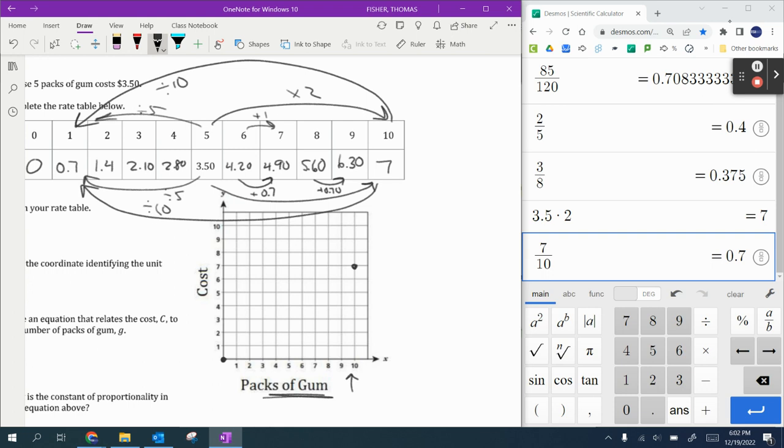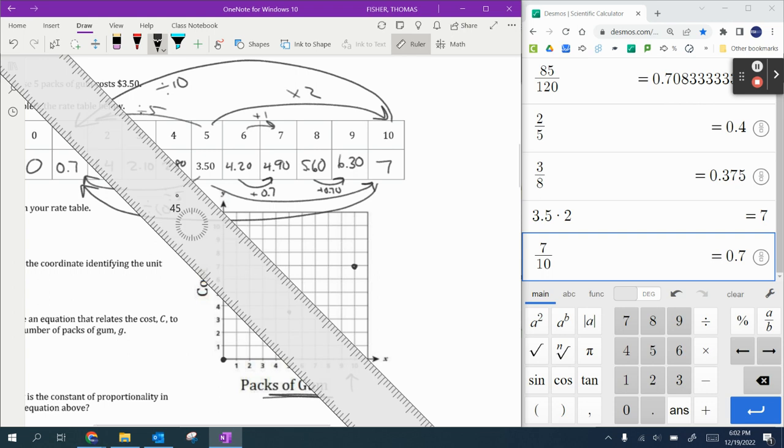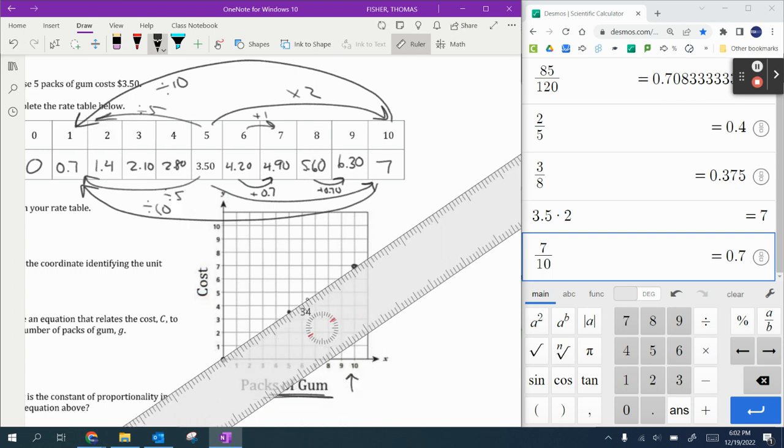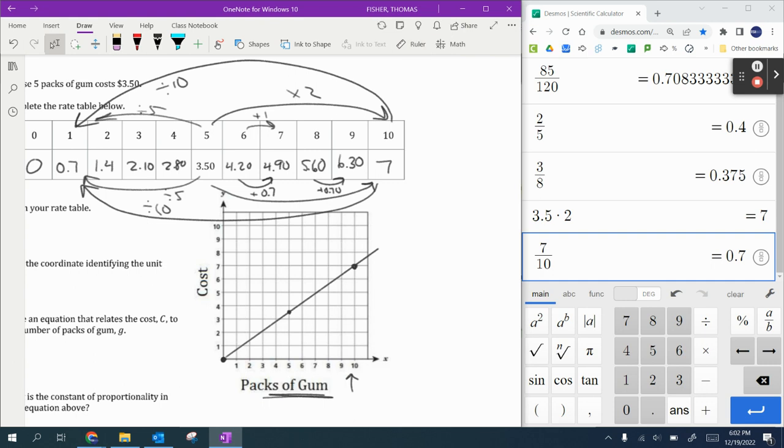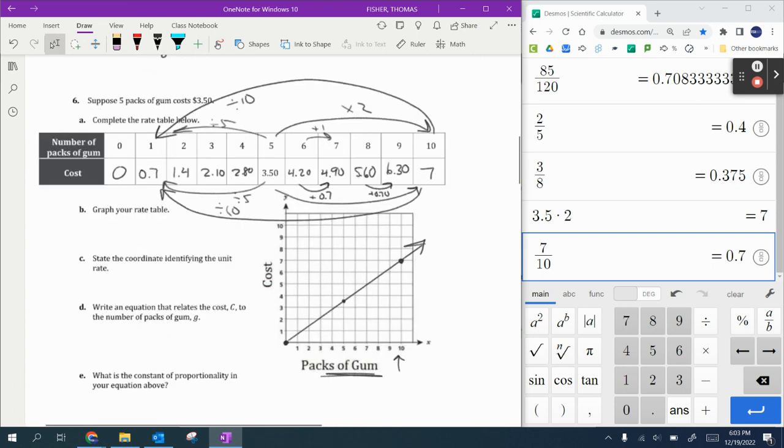I'm going to do one more. I'm going to do 5 and 350, which is right here. And that's all I really need. I'm going to use my straight edge. I'm going to line these points up with that straight edge. I'm going to draw a nice straight line like this. Then we got to think about arrows. What arrows make sense? Well, we can buy more than 10 packs of gum, so we can put an arrow over here, but not over here. Okay, we're not going to have negative packs of gum, so we're not going to go in the other direction. So just like that should be our graph.